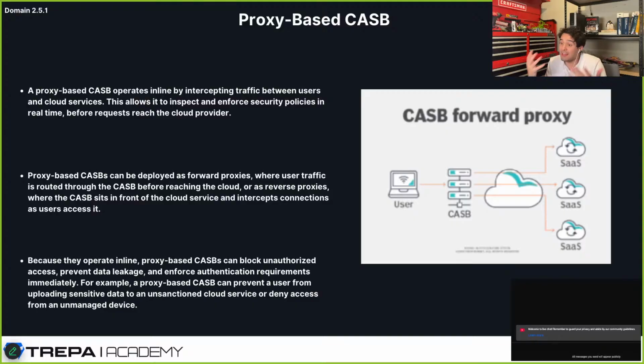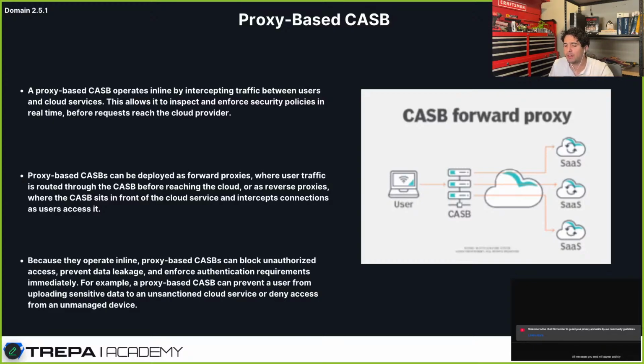This is for the cloud now, proxy-based CASB. This could be an actual server that sits and then you virtualize the CASB service. But it operates in line. It intercepts traffic between users and cloud services. And this allows it to inspect and enforce security policies in real time.